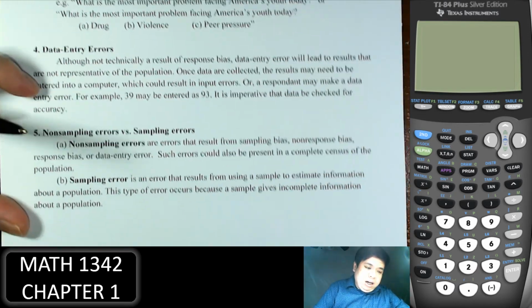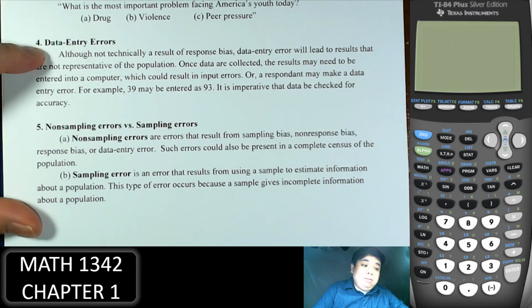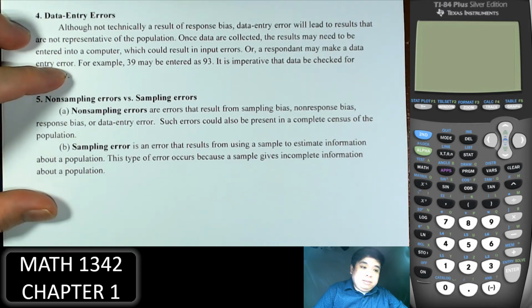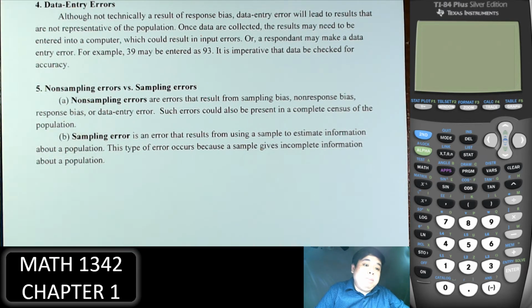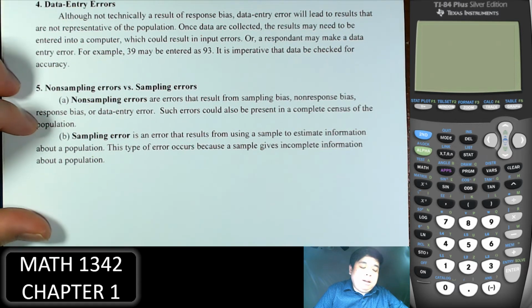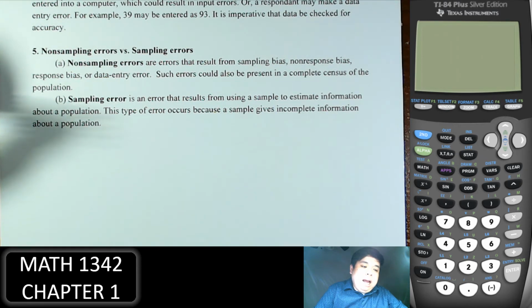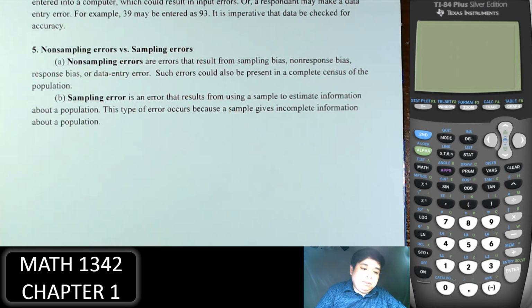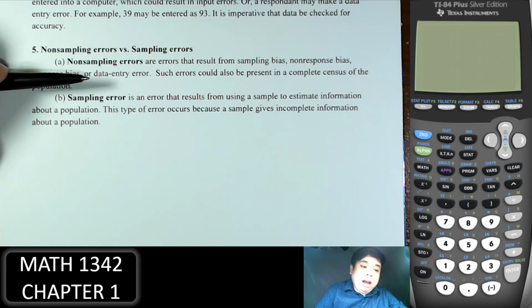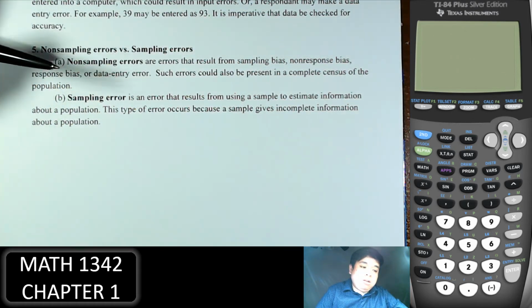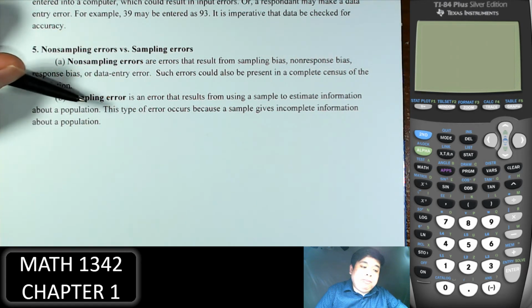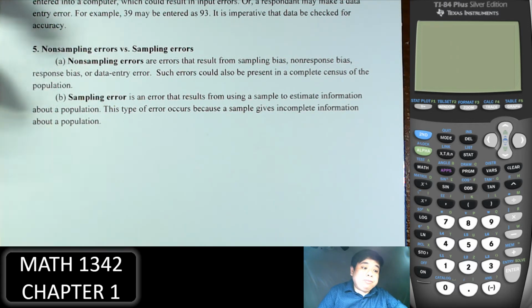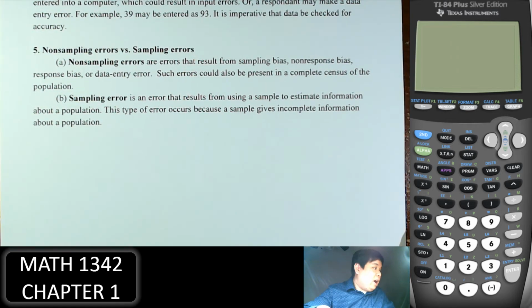And another bias will come from data entry errors. Of course, if you enter something wrong, those things are easily fixed. Just be careful with the data. And this is just a summary of non-sampling errors and sampling errors. The non-sampling errors are errors that result from sampling bias, non-response bias, response bias, or data entry error. And the sampling error results from using a sample to estimate information about the population. So when we don't choose a good sample, that will result in sampling error.